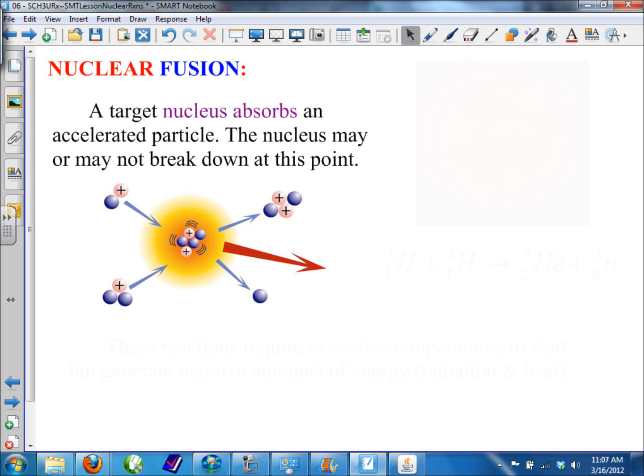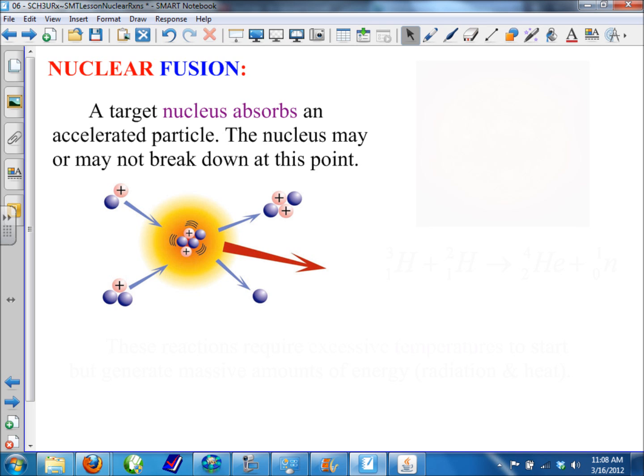The last reaction we're going to talk about now is nuclear fusion. What basically happens is, if fission is the breaking apart of elements, nuclear fusion is the elements combining together to form heavier elements. So a targeted nucleus absorbs an accelerated particle. The nucleus may or may not break down at this point.